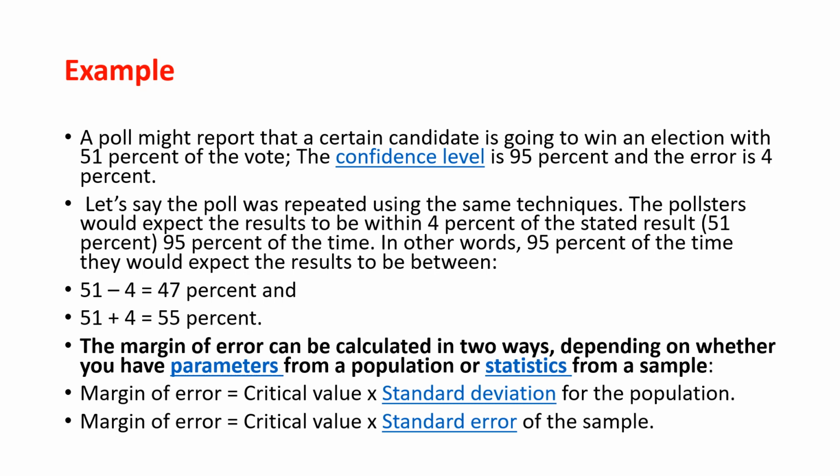So the margin of error can actually be calculated in two ways, depending on whether you have a parameter from a population or statistics from a sample. It is calculated by multiplying the critical value with the standard deviation for the population, and by multiplying the critical value with the standard error in the case of a sample.